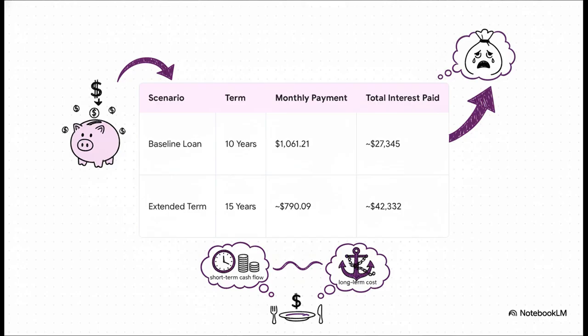However, and this is a very big however, now look at that column on the far right. By stretching out the loan, the total interest you pay over its lifetime skyrockets from about $27,000 to over $42,000. That's an extra $15,000 in cost. As they say, there is no free lunch in finance, and the decision becomes a strategic one. Is that short-term cash flow improvement worth the massive increase in the long-term cost of this capital?